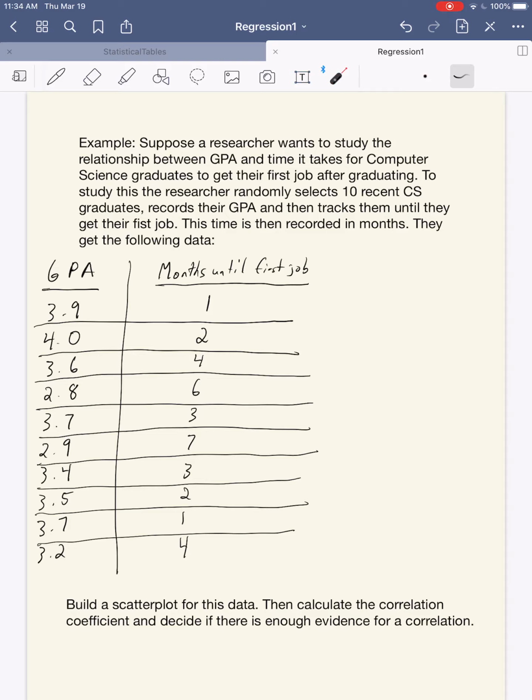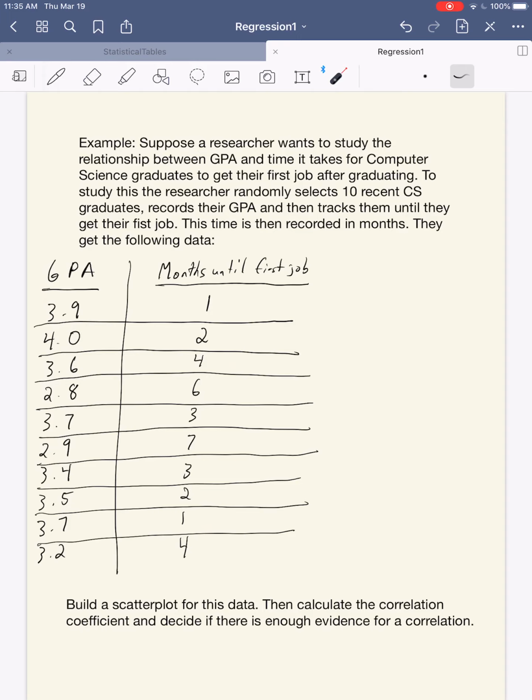So we're going to suppose that a researcher wants to study the relationship between grade point average and the time it takes for computer science graduates to get their first job after graduating. So what they do is, to study this, the researcher randomly selects 10 recent computer science graduates. They record each of these students' GPAs, and then they track these students until they get their first job. And then they record the length of time it took them to get that first job, and they record that value in months. And so they get this pile of data here.